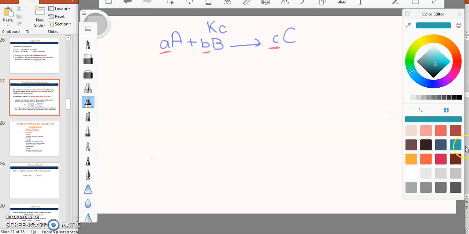And then let's write down the Kc, or the equilibrium constant, equal to concentration. This parenthesis means concentration of products to the power of their coefficient, divided by the concentration of the reactants to the power of their coefficient.